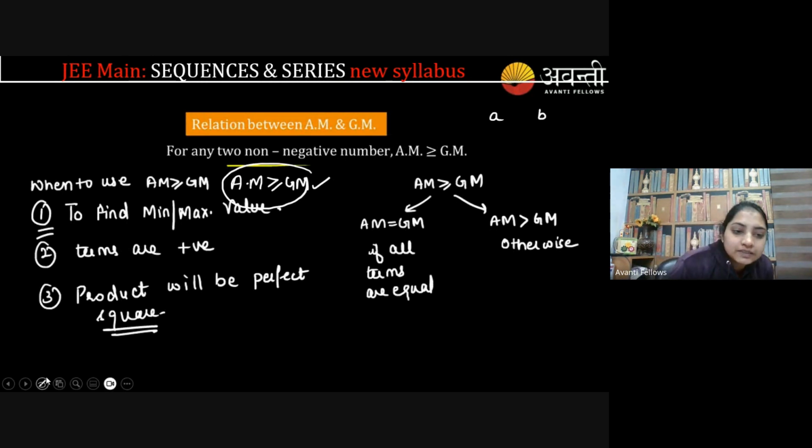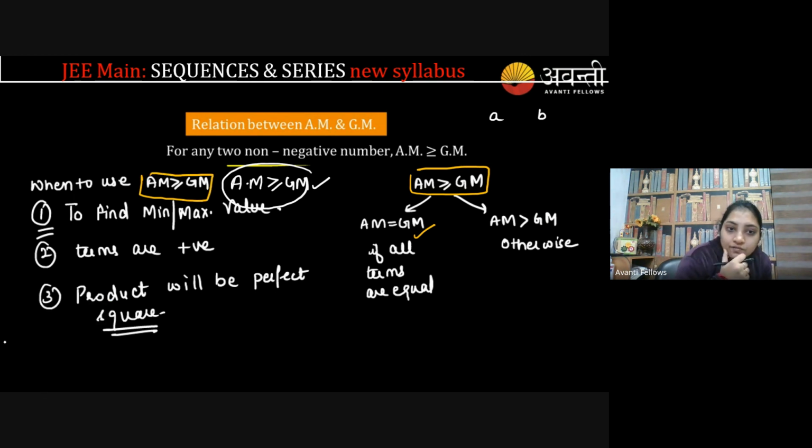Yes. So see friends, when to implement, just have a look. When you say AM is greater than GM, two conditions are there. Either they are equal, or they are unequal. When all the terms are equal in AM and GM, then AM and GM are equal. Otherwise, AM is greater than GM. Clear?